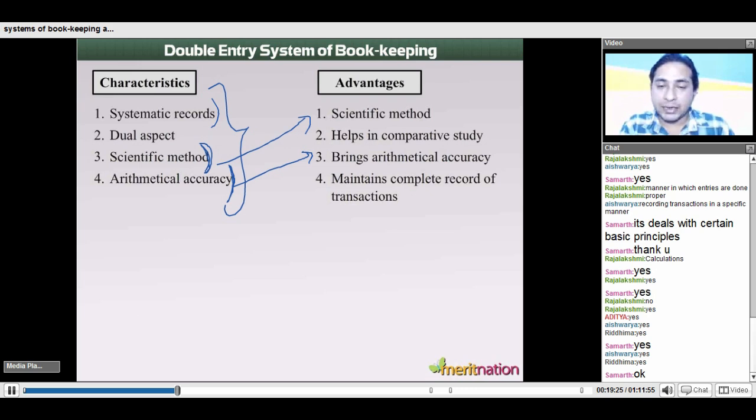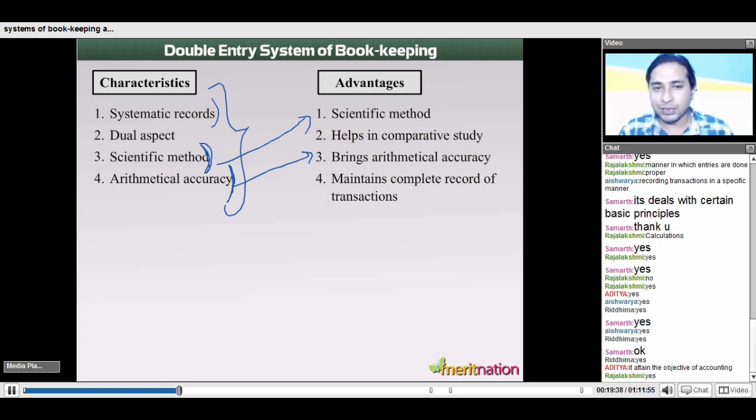So what is happening here? We can derive the advantages from the characteristics of the double entry system. And I'm damn sure that you need not mug up all this theory portion. Am I right or wrong? Do you think that you need to mug up all these things?